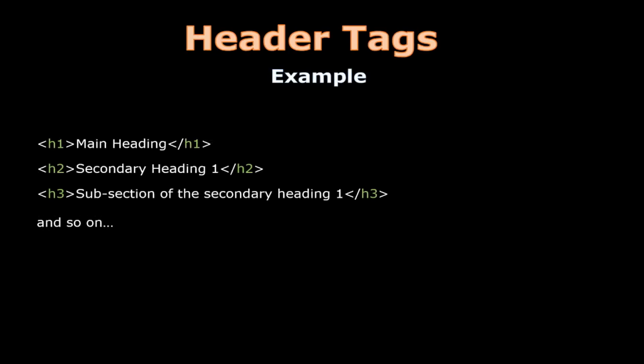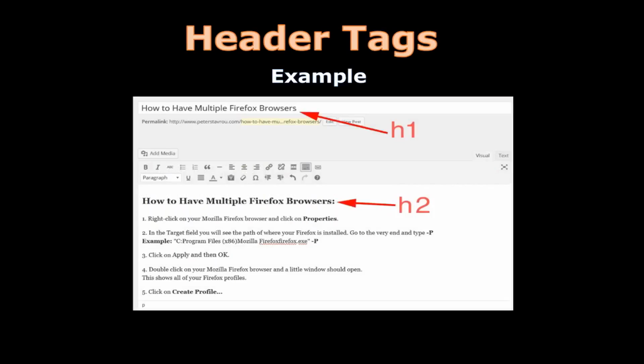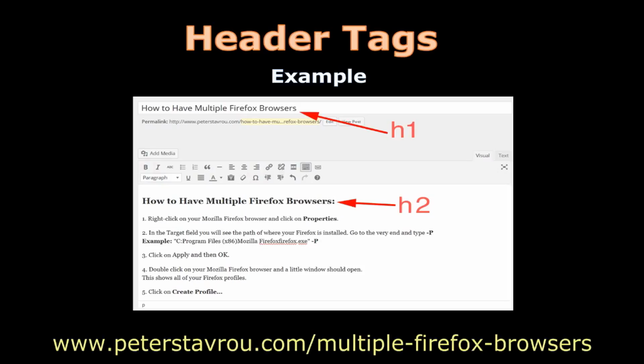Here is an example of how to use header tags. H1 is the main heading. H2 could be the secondary heading. H3, the subsection of the secondary heading, and so on. Here's another example that shows that in WordPress, the H1 tag is tied to the post title. You can see the H2 tag in the content below. This is one of my real posts, so if you would like to see it live, go to this website.